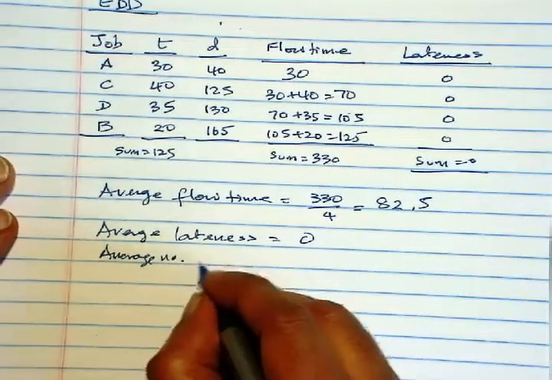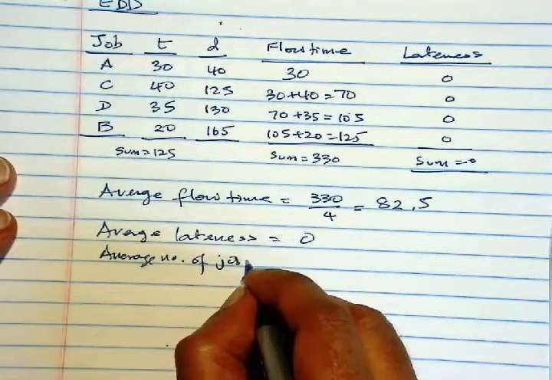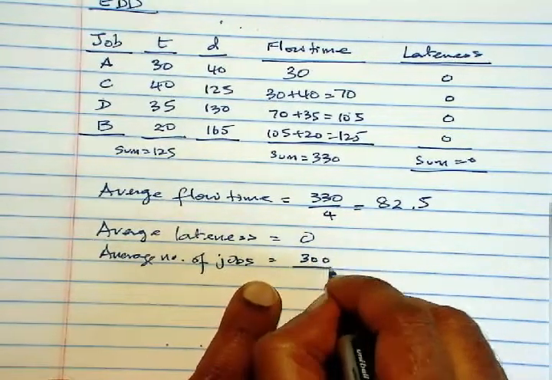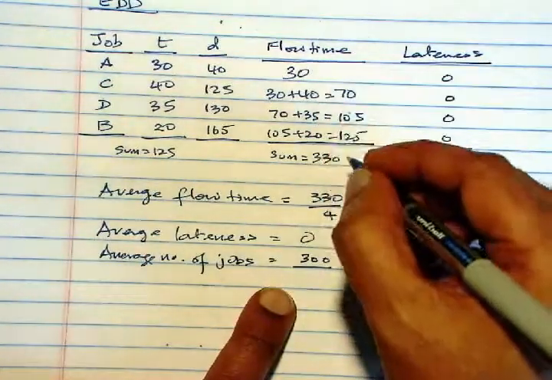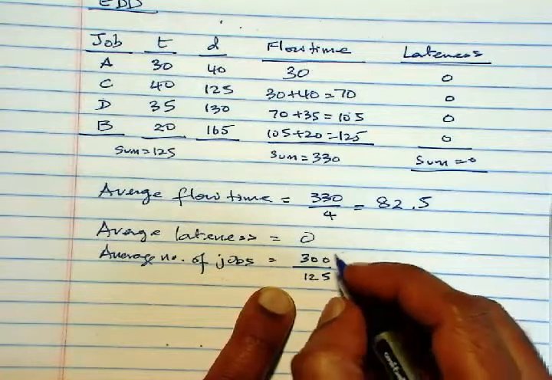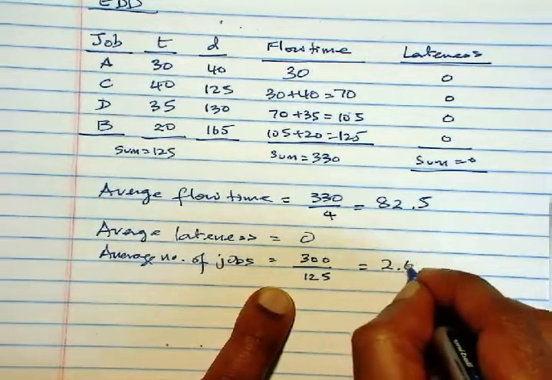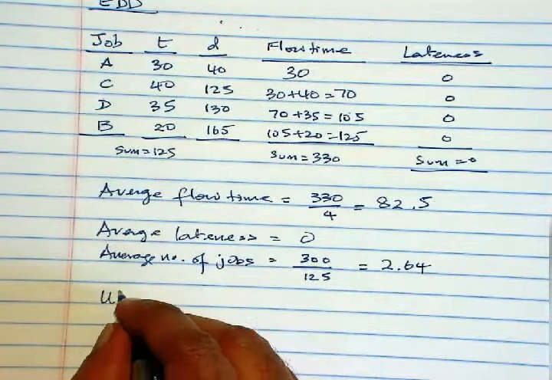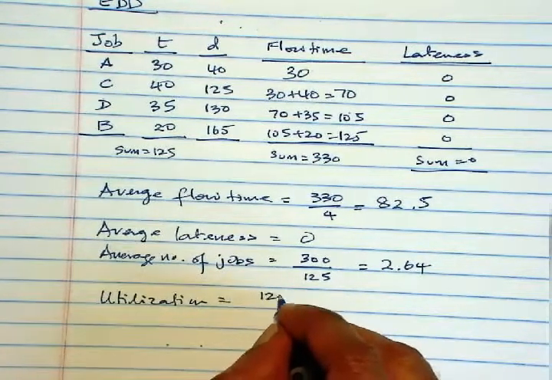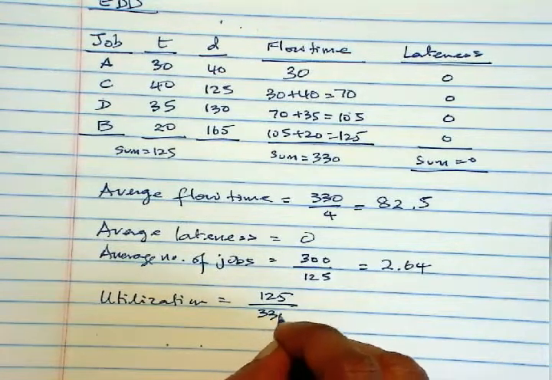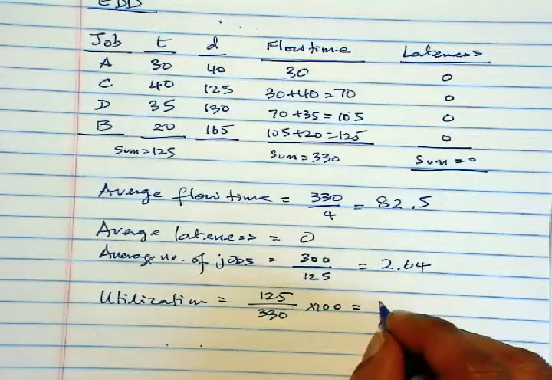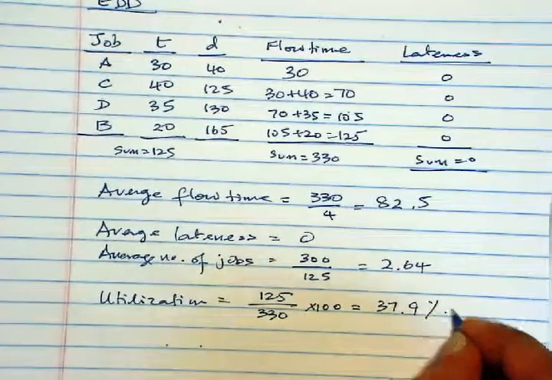Average number of jobs is total flow time divided by the sum of the processing time, and that will give us 2.64, and utilization is 125 divided by 330 times 100, so that gives us 37.9%.